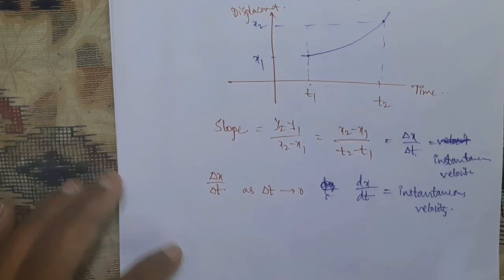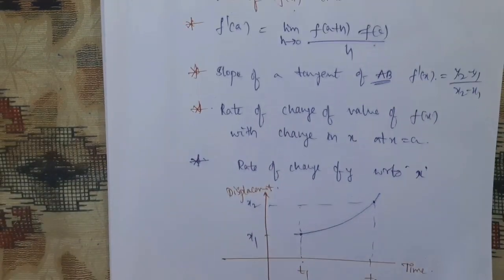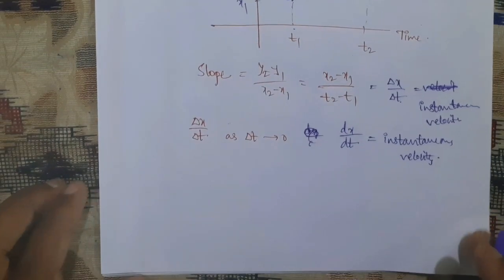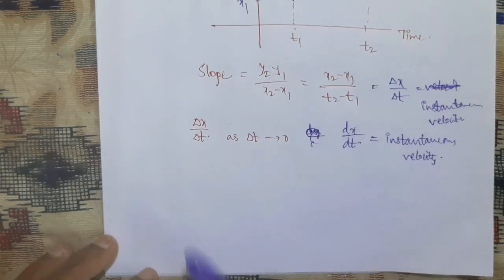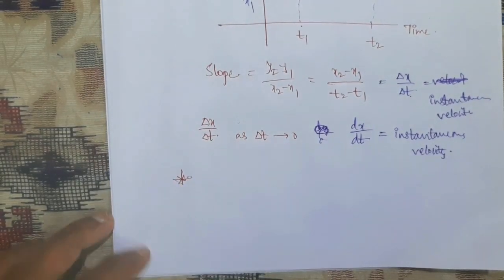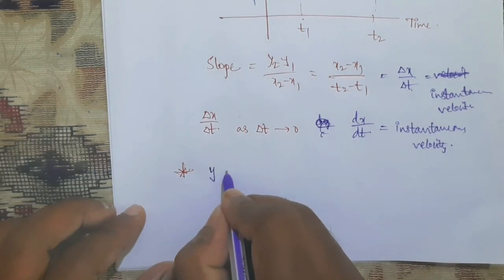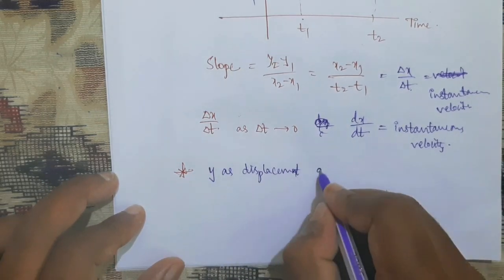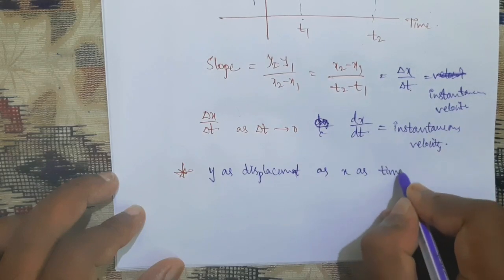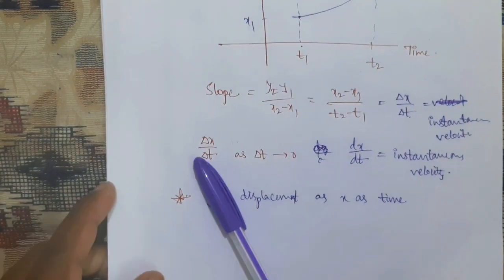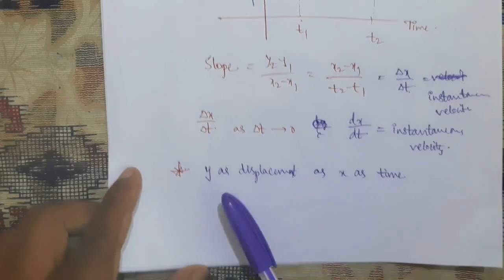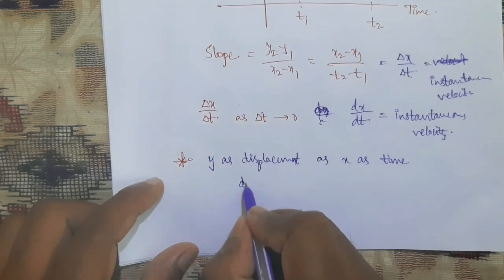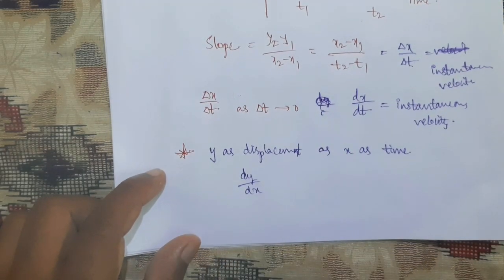Okay, we can also find the velocity by using derivatives. Now, according to these points, we can add another point for the derivative, that is the fifth point, which I am writing for derivative. If we consider y as displacement and x as time. See, here we considered x as displacement and t as time. Here we are considering y as displacement and x as time. This we will write as dy by dx.